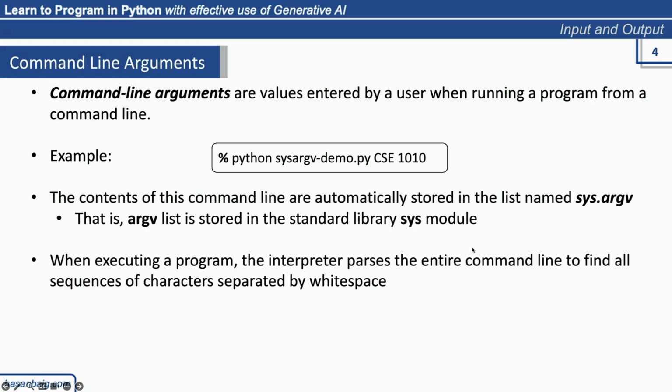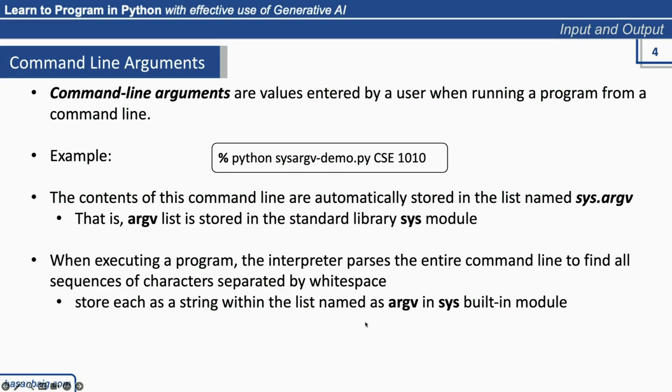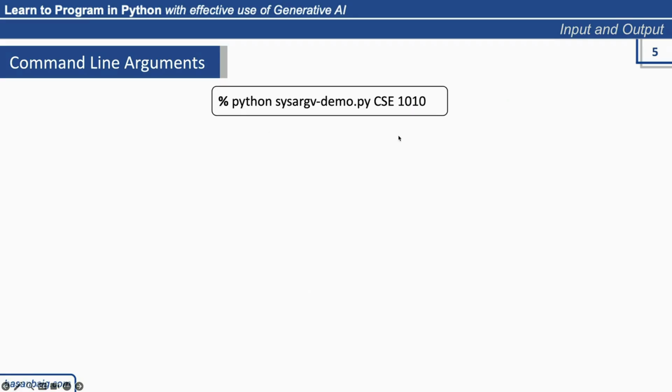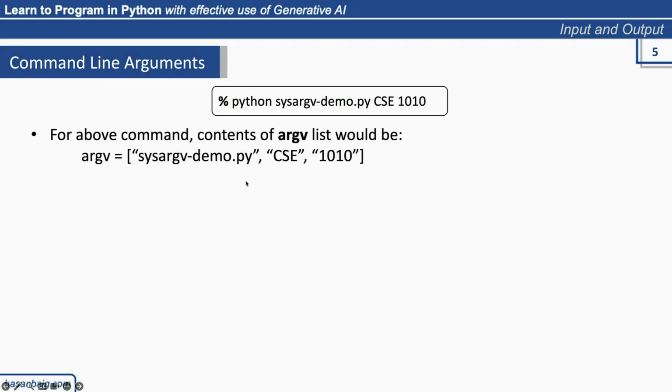While executing the program, the Python interpreter parses all the inputs separated by white space and stores them into this list, argv. It stores each one as a separate element in the list. So let's say we run Python sysargv-demo.py, and we are passing these additional arguments. For this command, the argv list would contain these three elements: the file name, the first argument, and the second argument. So always remember this: the zeroth index element in argv would always be the file name. This is important to remember.